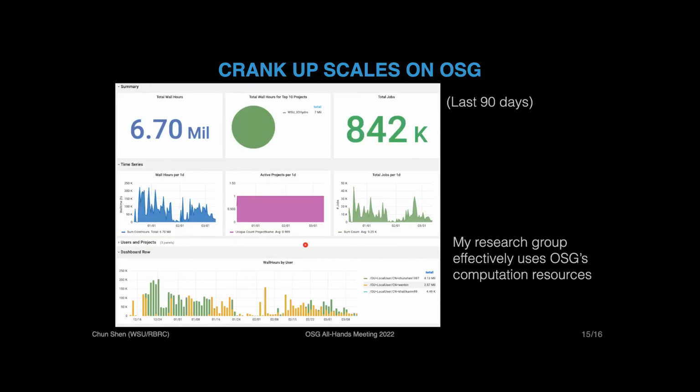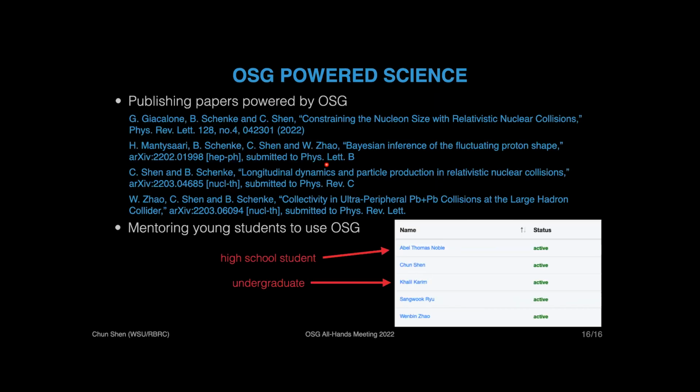So here is the performance of my group. We actually use Open Science quite a lot. You can see that within the last 3 months, we already consumed about 7 million CPU hours in total, and we use it quite efficiently over time as a user of the Open Science Grid. And last but not least, our group has recently published 4 papers using the Open Science Grid resources.